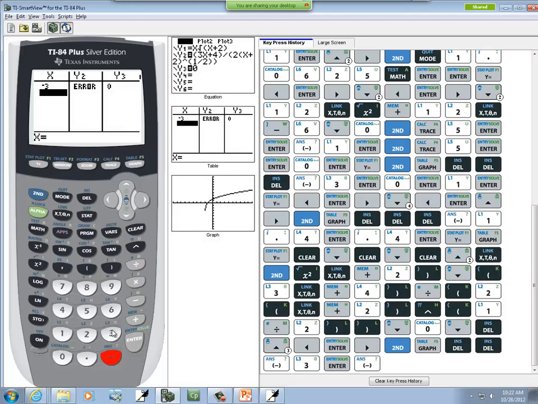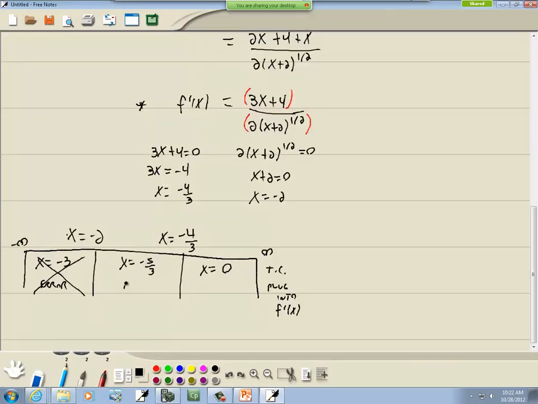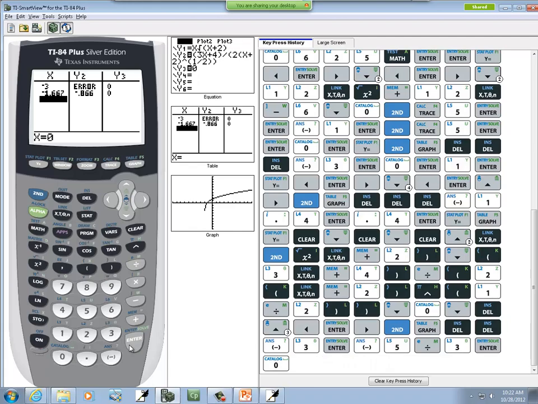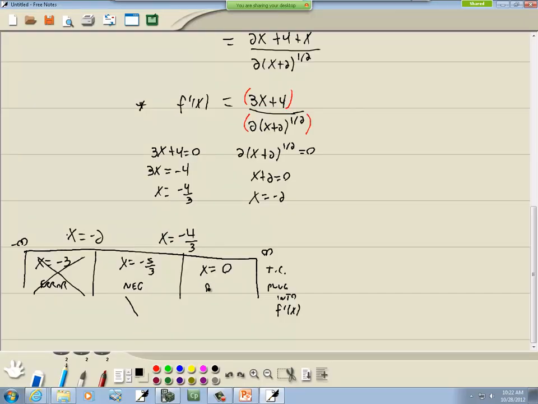Now, negative 5/3. Negative 5 divided by 3, enter. We've got a negative value. So this is negative, which means it's decreasing. Then I put 0 in. And it's positive, which means it's increasing. Okay, so over here, let me write this. It's decreasing from negative 2 to negative 4/3, and then it's increasing from negative 4/3 to positive infinity. Let me write that down. Decreasing from negative 2 to negative 4/3. And it's increasing from negative 4/3 to positive infinity.